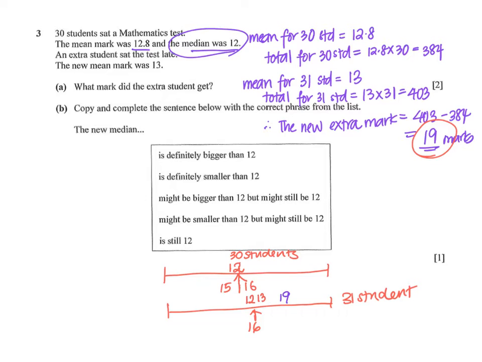So anything on this side, moving on to the next few terms, means we should have a median that might be bigger than 12, or it still might be the number 12. So this should be the correct statement.